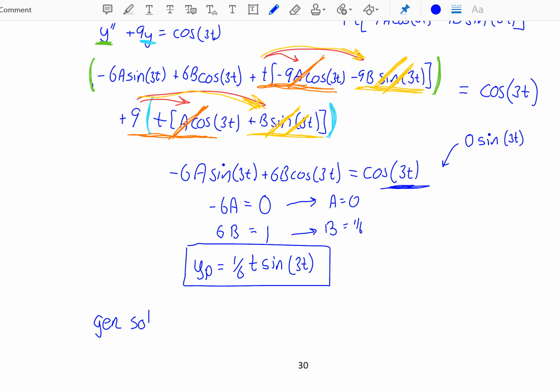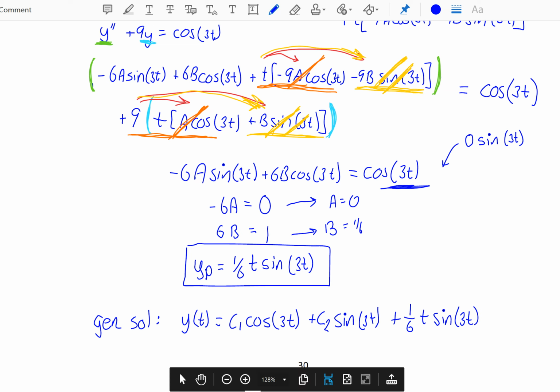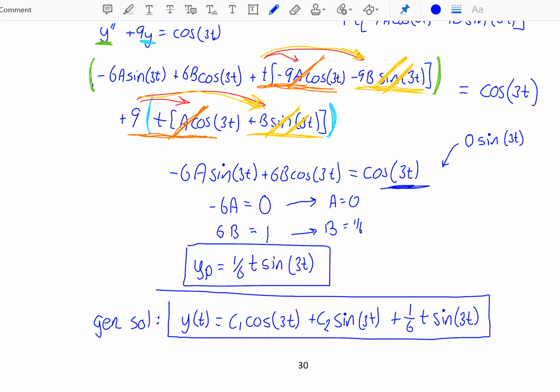Now in the problem we were asked to find the general solution, so let's also write the general solution as y(t) is equal to c1 cosine 3t plus c2 sine 3t plus 1/6 t sine of 3t. This is now your general solution to your differential equation. If we were given an IVP, now we would go solve for the constants C1 and C2.